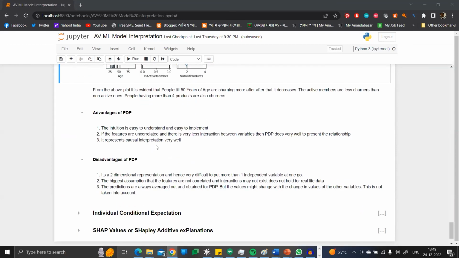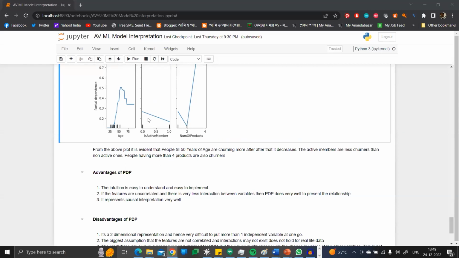Yes. Then I will come to the next part, which is called advantages. So first of all, I have interpreted it very easily, right? All these 3 plots. So it's very easy to implement and very easy to understand. The next one is, if the features are uncorrelated, then it gives a very robust measure. Someone has mentioned that we are removing the interactions from the model. Yes, if the data has fewer interaction variables and less correlated variables, then we remove the interactions from the model. And in that case, PDP works very well if the data does not have a lot of interactions.